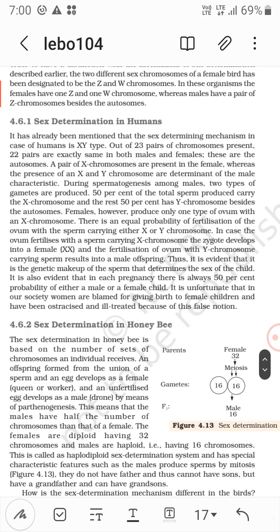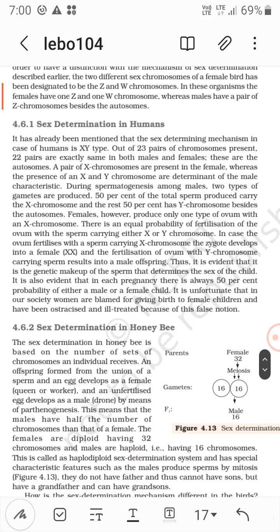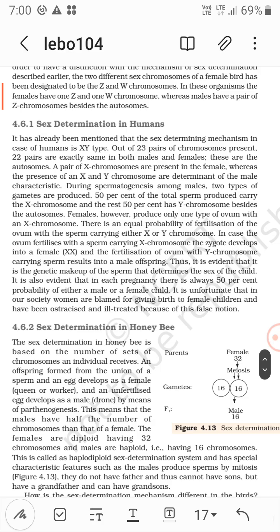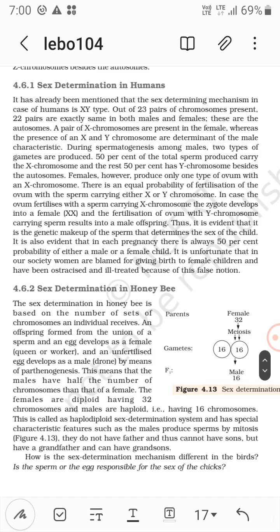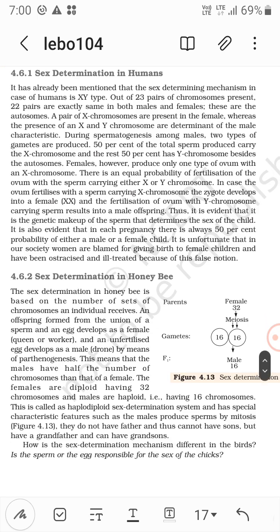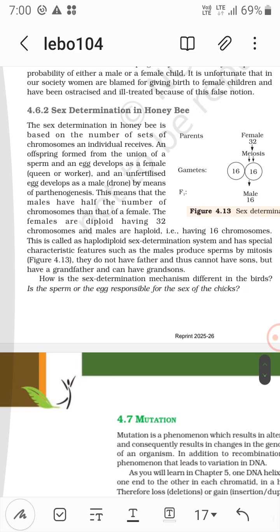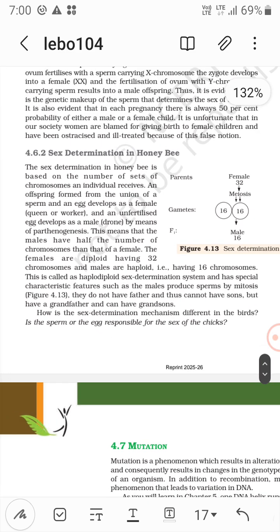Okay, now the sex determination in humans. As you know, it is 50%, 50%, determined by X and Y. It is also evident that in each pregnancy there is always a 50% probability of either a male or a female child. There is an equal probability of fertilizing the ovum with a sperm carrying either X or Y. Thus it is evident that it is the genetic makeup of the sperm that determines the sex of the child.